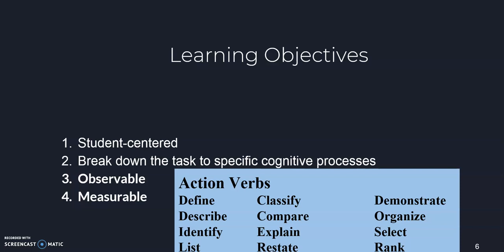Instead, you can say the student will use appropriate English articles for different noun phrases in sentences or something like that. So use action verbs that are observable and measurable. Good luck with writing learning objectives that are student-centered, that break down this task into specific cognitive processes, and that are observable and measurable.